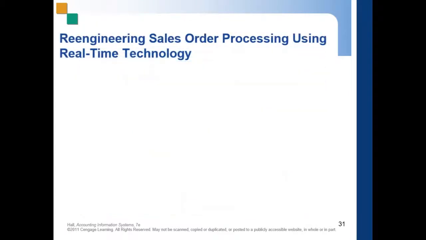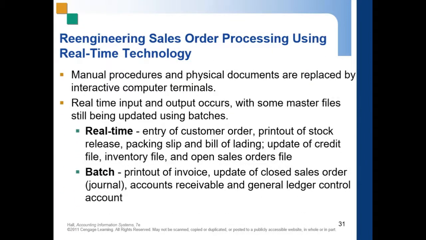Now, if we go to reengineering, with reengineering, manual procedures and physical documents are replaced by interactive computer terminals, meaning real-time input and output occurs with some master files still being updated using batches. So there is real-time entry of customer order, printout of stock release, packing slip, and bill of lading, and update of the credit file, inventory file, and open sales order file. So these happen in real time.